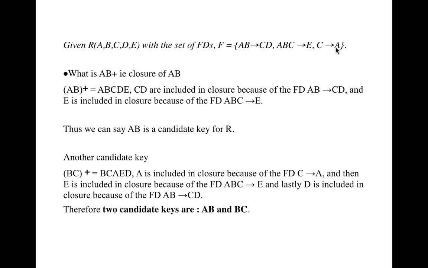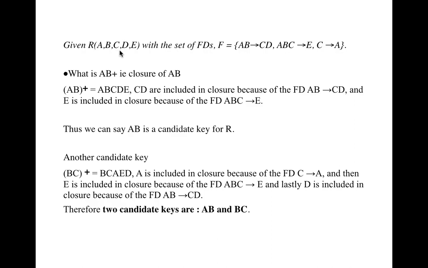Going to this, C gives A. Since C gives A and BC closure already contains C, we can add A to that. So BC closure now becomes ABC. Coming back to this, now BC closure consists of ABC, and since AB is there, CD is added. Since now ABC is there, E can be added. So BC closure would also lead us to all the attributes. So we can say that BC is also a candidate key.